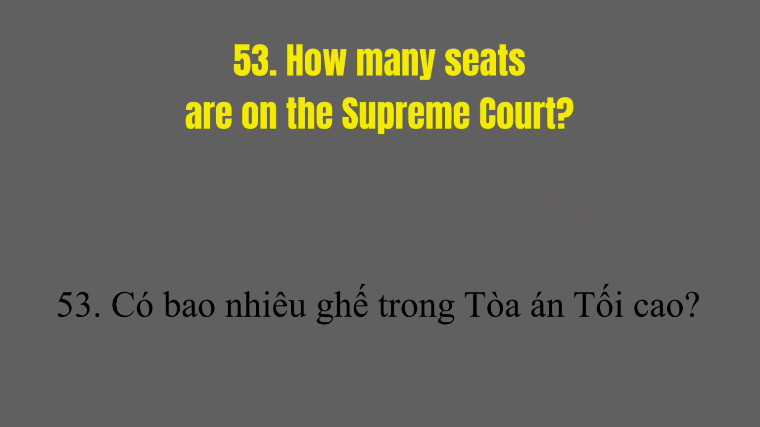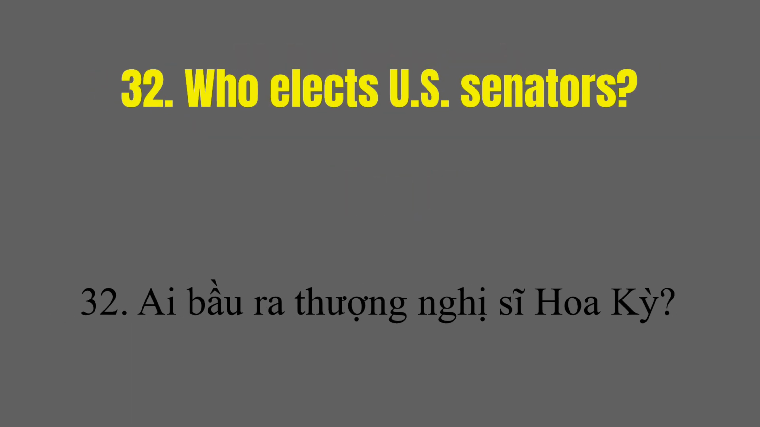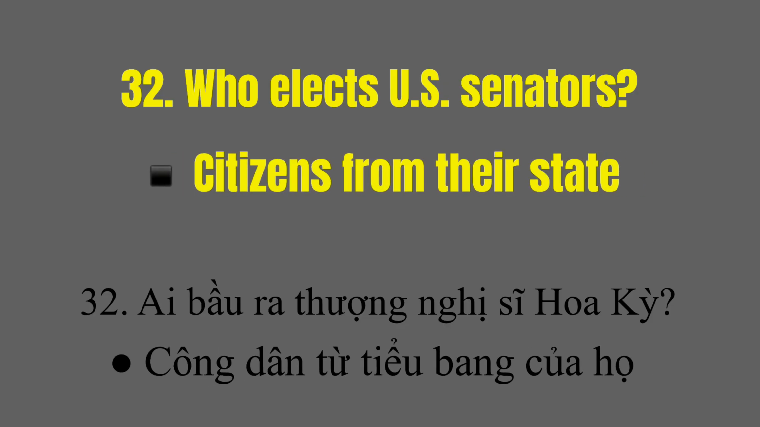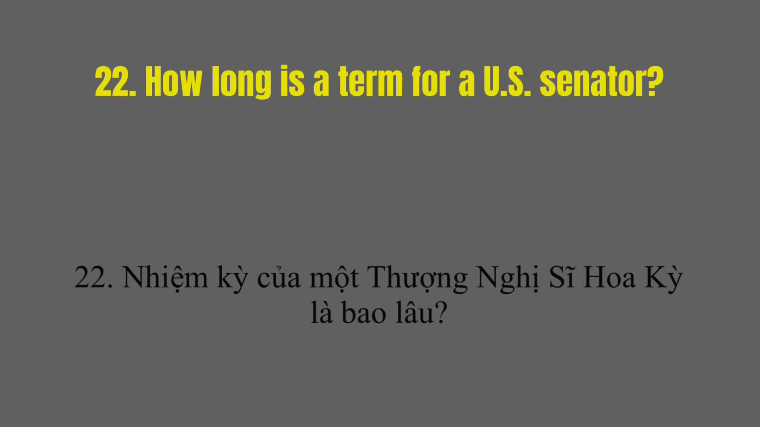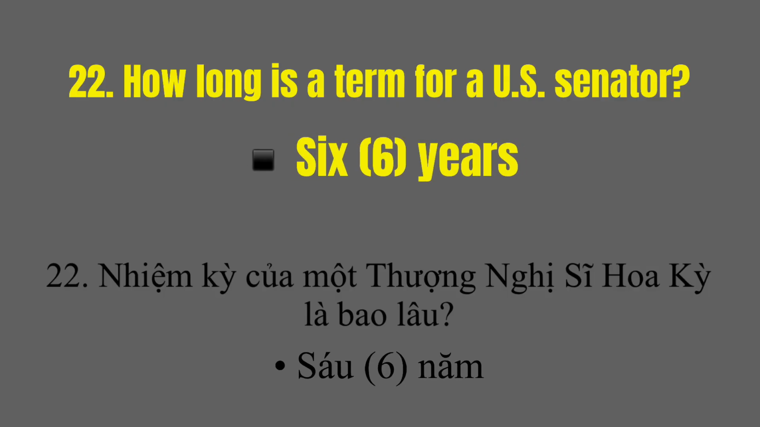How many seats are on the Supreme Court? 9. Who elects U.S. senators? Citizens from their state. How long is a term for a U.S. senator? 6 years.